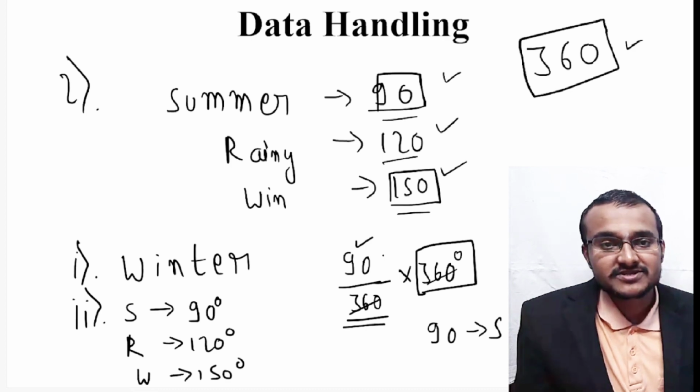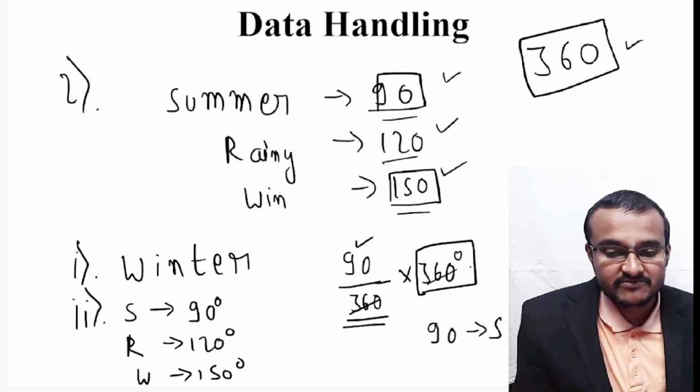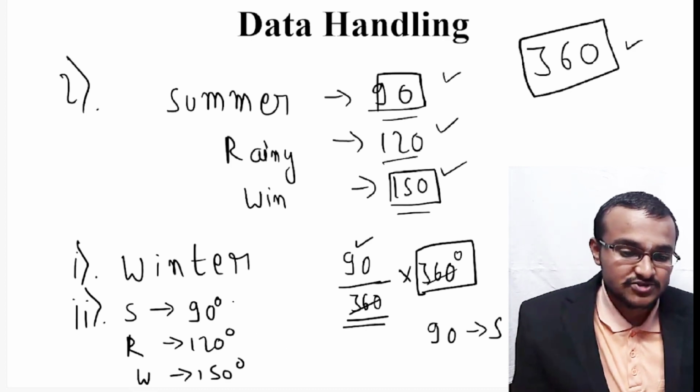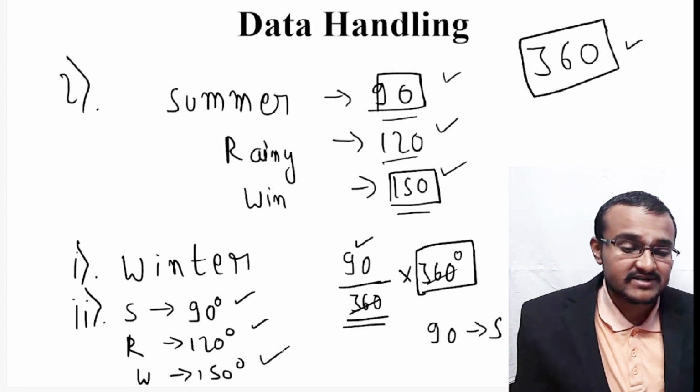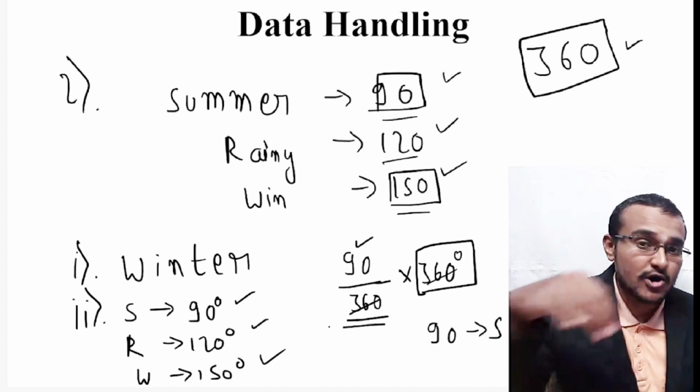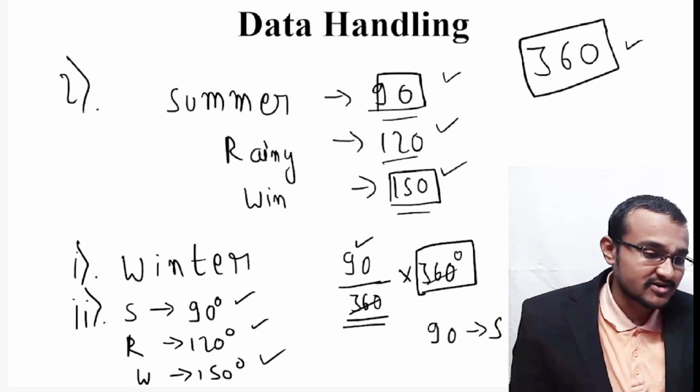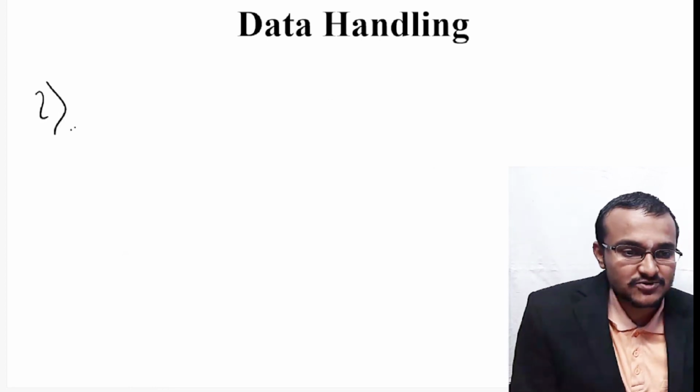120 by 360 into 360 will be 120. 150 by 360 into 360 will be 150. So the summer season will get 90 degrees, the rainy season will get 120 degrees, and the winter season will get 150 degrees on the pie chart. So coming to the third question in this second question itself.